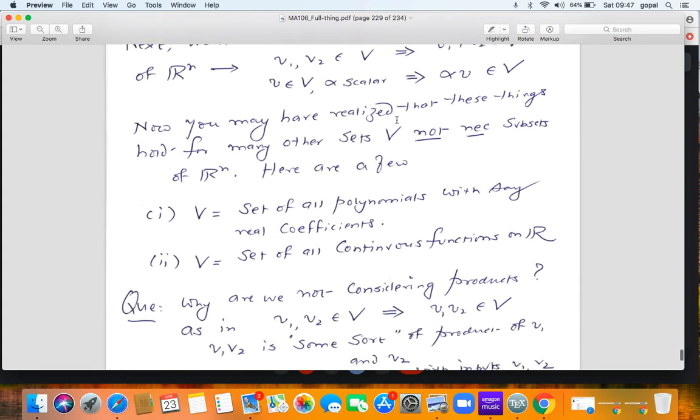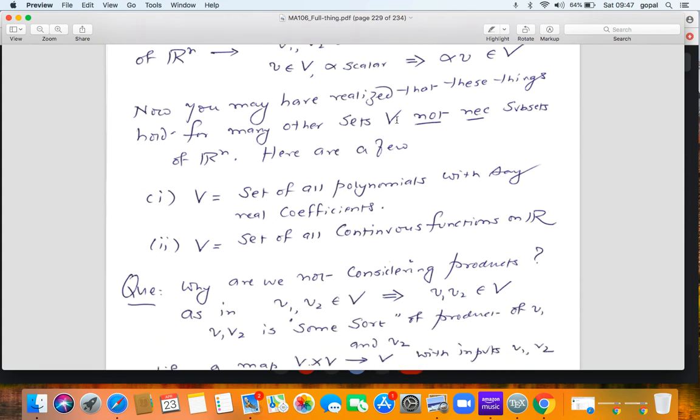Why are we not considering products? For example, if V1 and V2 are in V, then we could try to define a product. We could try to define a product of V1, V2.